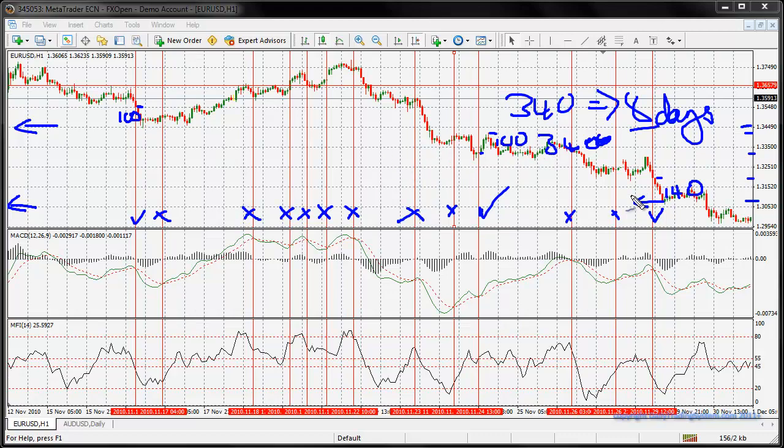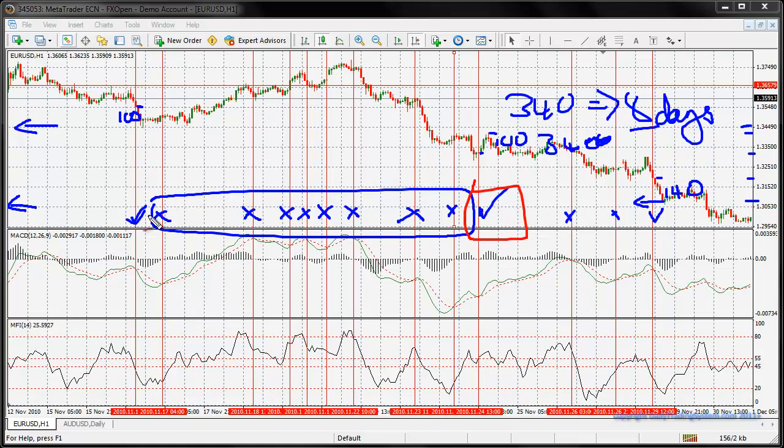Alright, so there you go. You can see how it's worked out in some favors, and we've had to be patient and wait for that golden opportunity to come in. These are all your golden opportunities to come in. So play around with that strategy, see how you get on.